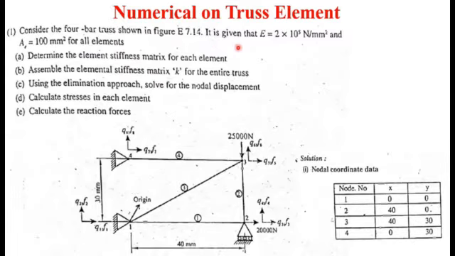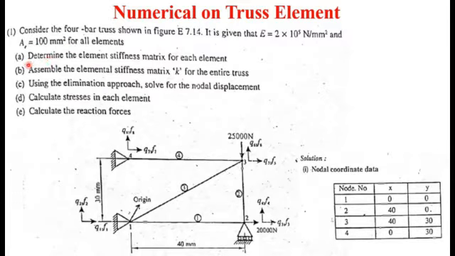It is given that capital E, that is Young's modulus of the material of this truss element, is equal to 2 into 10 raised to 5 Newton per mm square, and the area of the element, AE, is equal to 100 mm square for all the elements. That means for all these elements 1, 2, 3, and 4, the area is the same, 100 mm square.